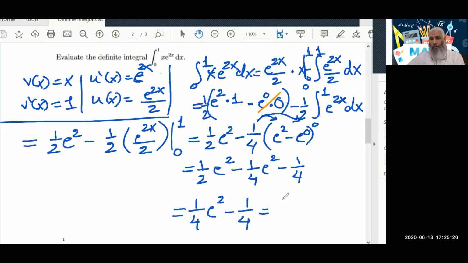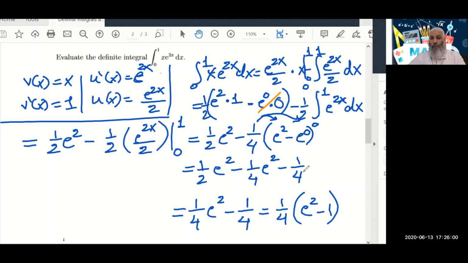You can write it like this, e power 2 minus 1, if you want. So you simplified to 1/2 e power 2? I didn't. This is 1 over 2 e power 2, I just wrote it. The 1 over 4, I multiplied it by this bracket. So this is 1 over 4 e power 2 minus 1 over 4 because e power 0 is 1.